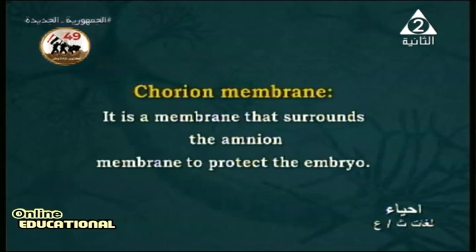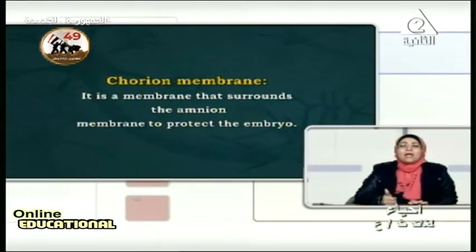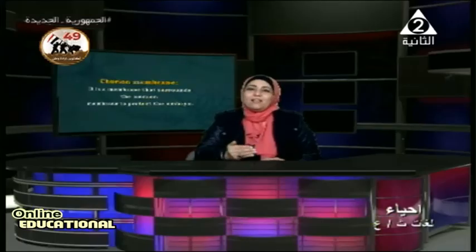What is the chorion membrane? The chorion membrane also surrounds the amnion to protect the embryo. So there are two membranes that surround the embryo: number one, the amnion membrane, and number two, the chorion membrane. The first, the amnion membrane, is a fluid to protect it from shock and dryness. The second membrane is a more protective layer to keep it safe.